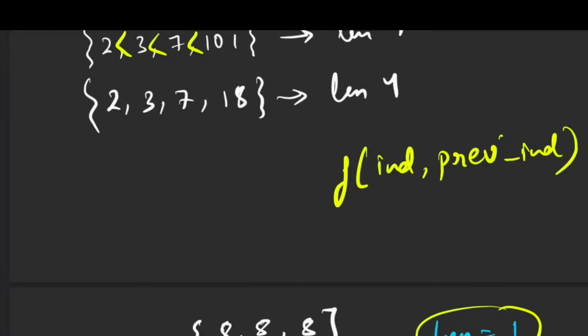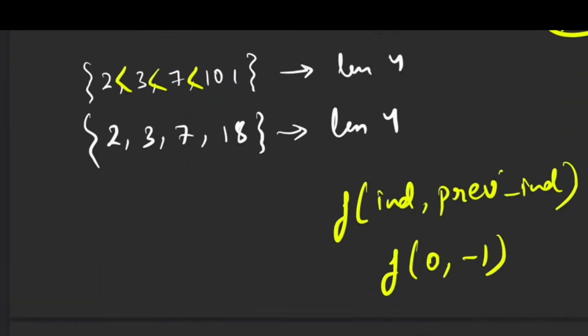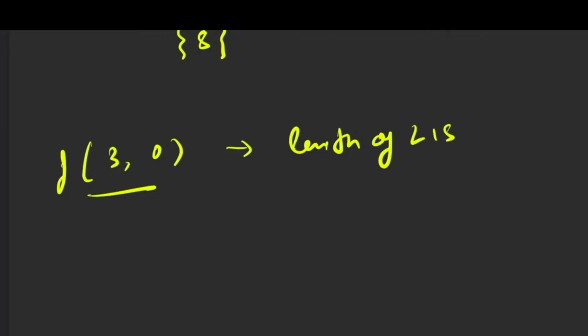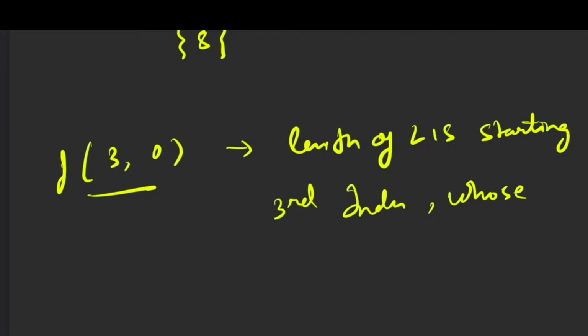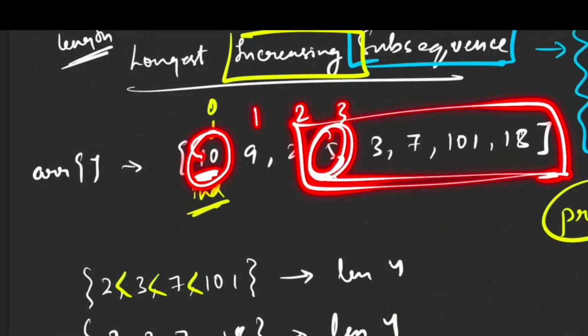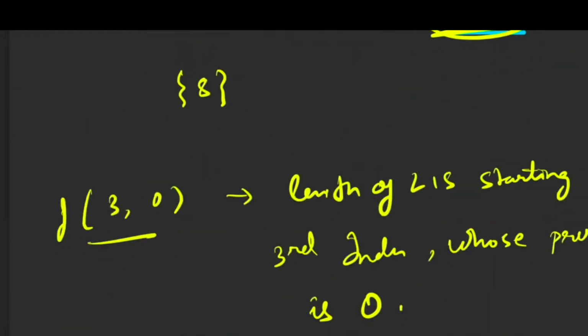So initially when you're starting off, you can say f of 0, -1. Basically saying 0, this is the first guy. And since he's the first guy, there is no previous index as such, so I can mark it as -1. So this means give me the length of LIS starting from 0 with no previous element. If I write f of 3, 0, this means length of LIS starting from third index whose previous index is 0. Let's understand this. If you're here, the previous index is 0. What is the longest length you can get if the previous is 0? That is what it means. Make sense? That is the definition of the function.